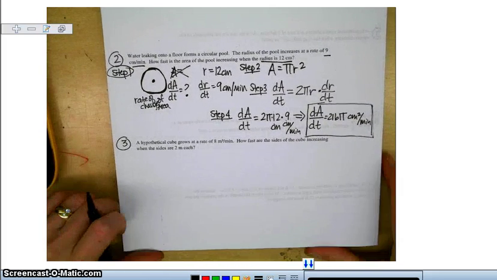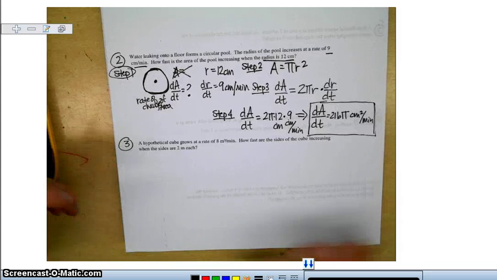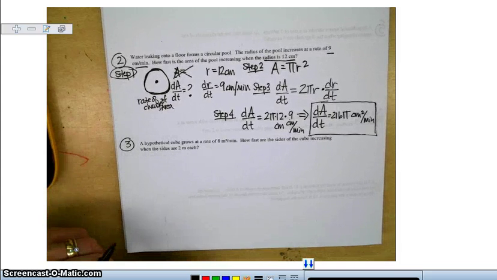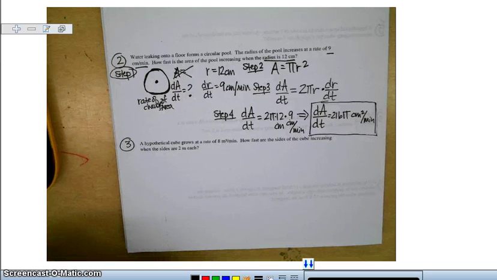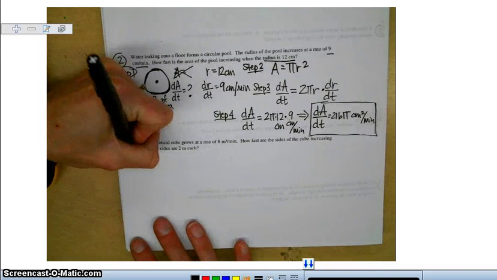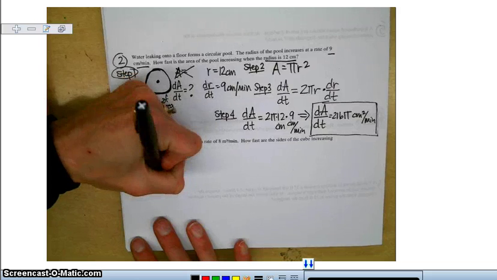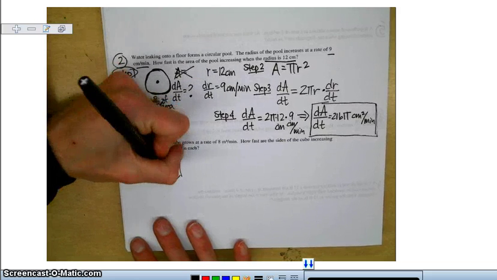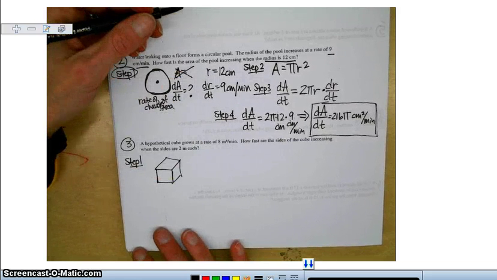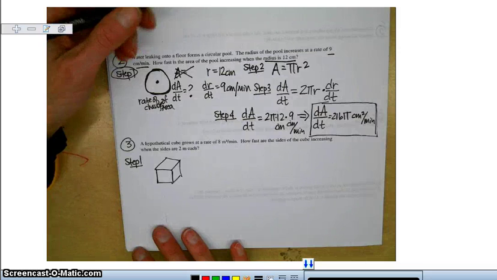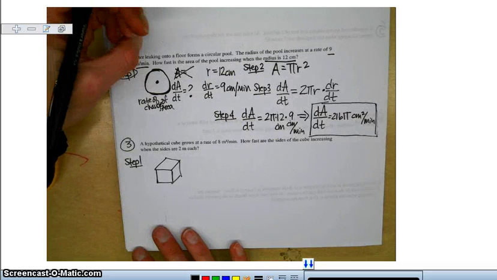Number 3. A hypothetical cube grows at a rate of 8 meters cubed per minute. How fast are the sides of the cube increasing when the sides are 2 meters each? What shape do we have? A cube. So step 1, I've got a cube. The cube is a box and all the sides are the same. I don't know if we're talking about the volume or the surface area.